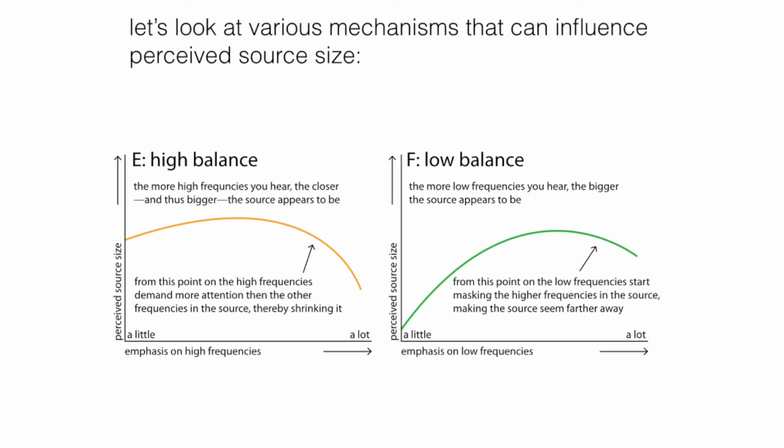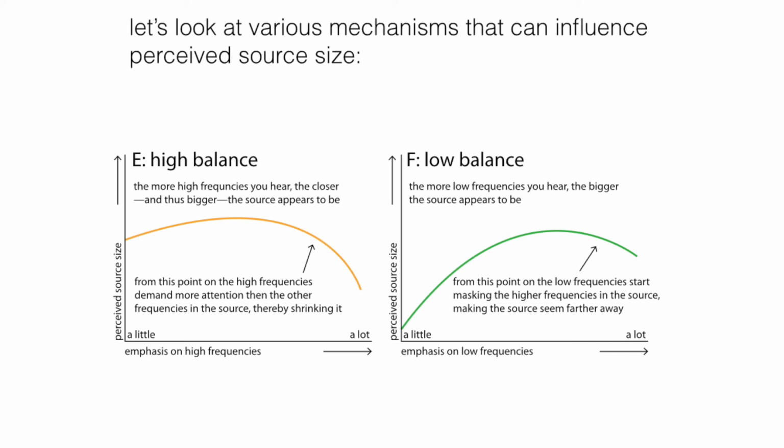Then we move on to frequency balance. In graph E there is high balance, so the amount of high frequencies. This has a lot to do with the closeness of a sound. So if a sound appears to be very close to you, you will also perceive it as being bigger. But there is a turning point. Once the high frequencies take over the entire sound, so they dominate the sound, they start to imply that the sound source is actually very small in generating all these high frequencies. So the sound becomes thin again.